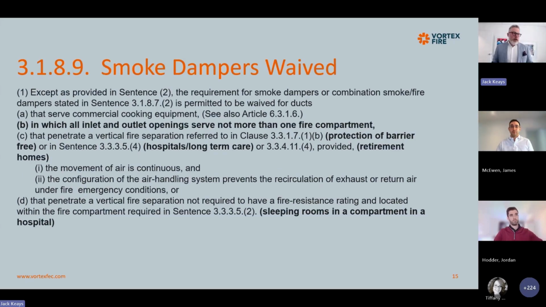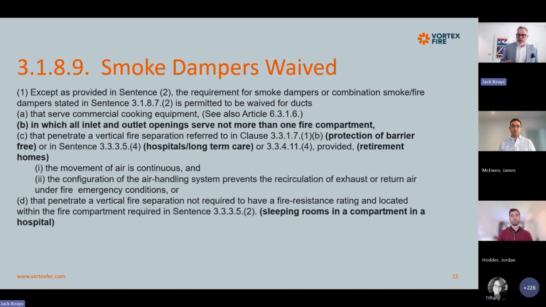This is the smoke damper waiver. When we go back to our definition of compartment, this was causing a lot of issues. The first one up serves commercial cooking. That's totally fine. It's very difficult to put a damper in there. You've got all the grease and stuff. It's going to be a problem. The next one is where all inlet and outlet openings serve not more than 1 fire compartment.